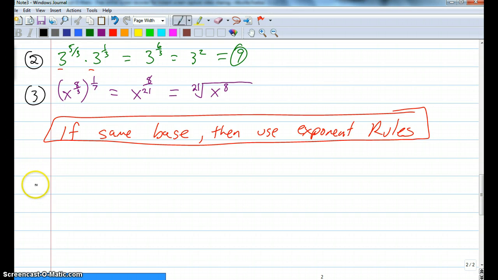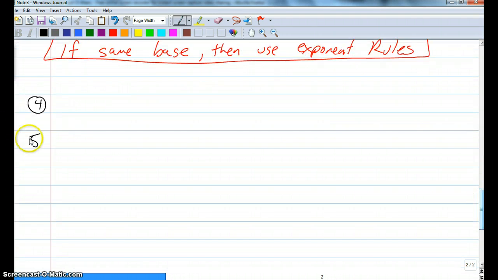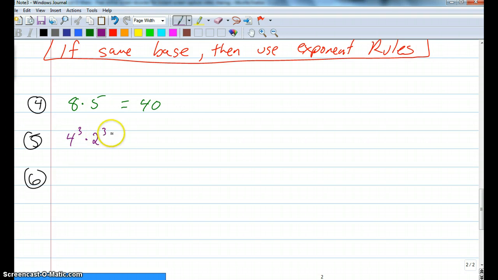But that brings us to 4, 5, and 6. Number 4 is going to be, let's kick it off old school. Let's go 8 times 5. Smith, that's too easy. 8 times 5, is there a trick to it? No. What's 8 times 5? It's 40. But number 5, let's go with this one. 4 cubed times 2 cubed.